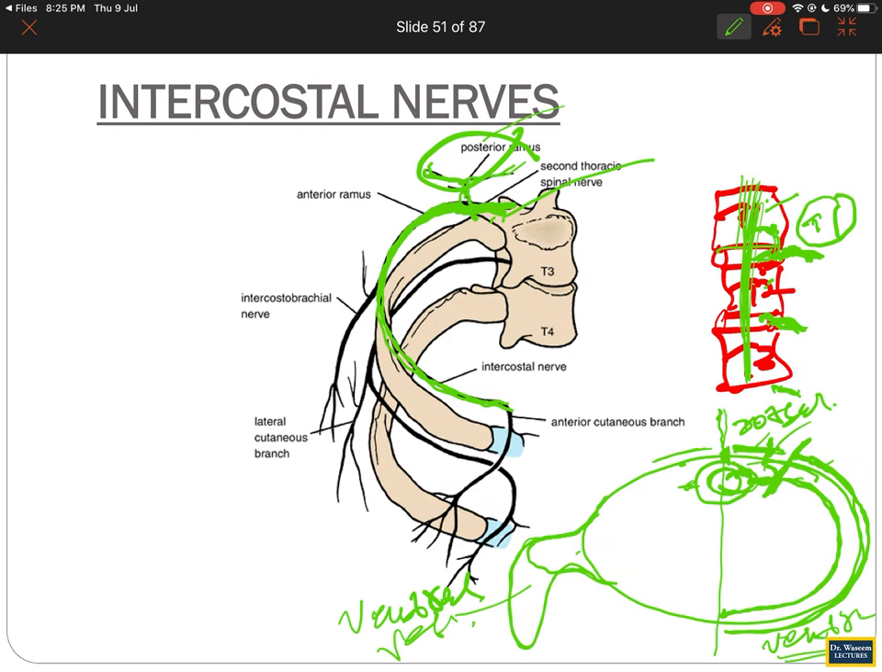So they are running, why? Because they are running in the costal groove until they reach the anterior side, up to the sternum. That's why these anterior rami of the thoracic nerves are called the intercostal nerves.